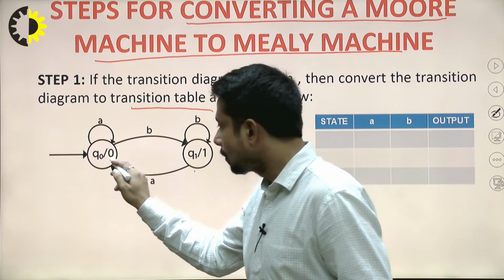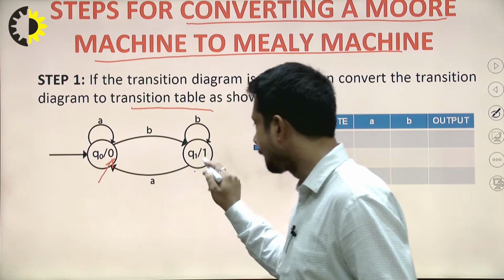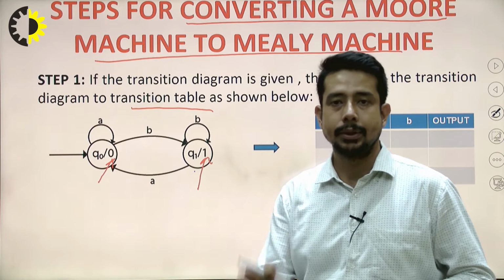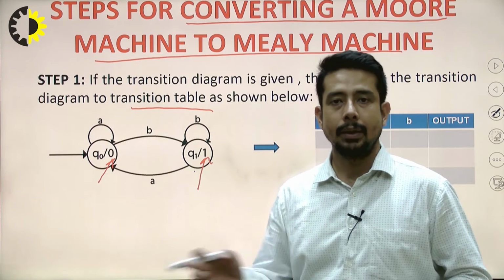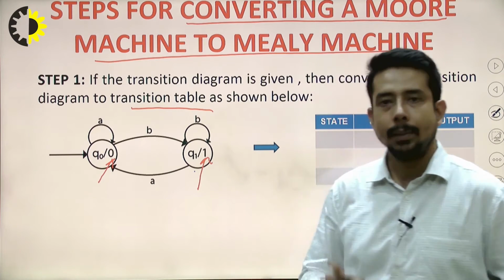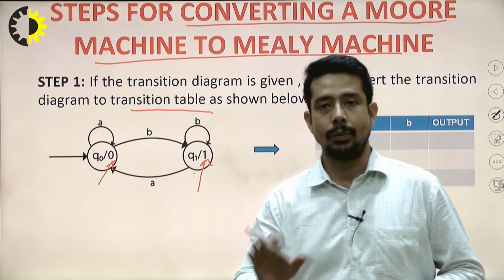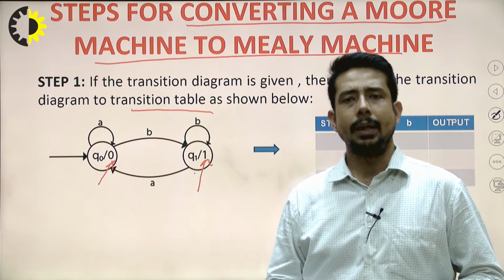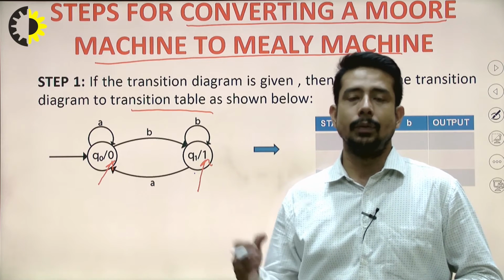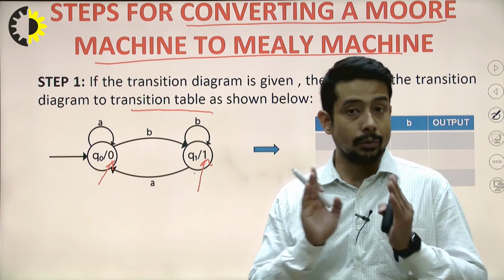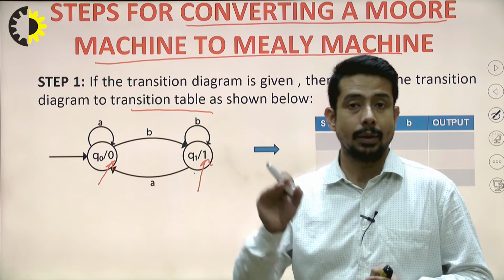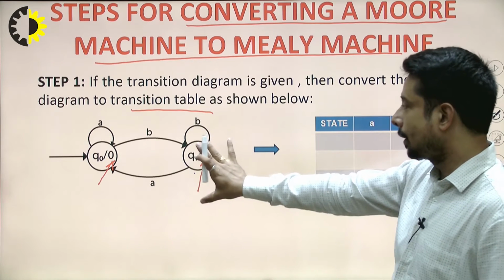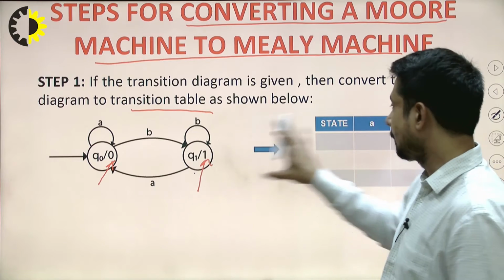Here, this is the output, right? Output is associated with states. Whenever output is associated with states, keep in mind that it is a Moore machine. Sometimes in your question it will not be given to convert the given Moore machine to a Mealy machine. It will directly ask to find the equivalent machine of the given diagram. So you need to first identify whether that machine is a Moore or Mealy. Once we have done it, we need to convert this transition diagram into a transition table.